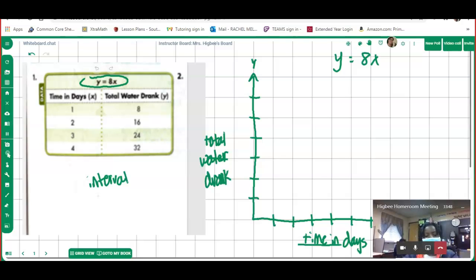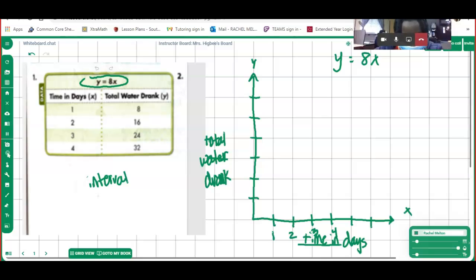If I label this as 1, 2, 3, 4, do I have enough? I have enough. I actually have more than I need, don't I? It's okay to have more. It's never okay to not have enough. You always have to have at least enough. So it's okay if I go over by a couple of days.